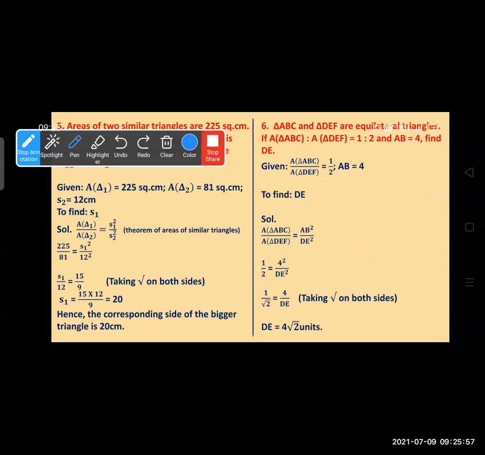Okay. Again, I explain this question. First, we apply the theorem. And this ratio is 1:2 and this value is 4 square by DE square. But in the question, we want to find DE. Then we take the square root on both sides. So 1 square root is 1 and 2 square root is root 2. Then cross multiply, we get DE is equal to 4 root 2. Okay.